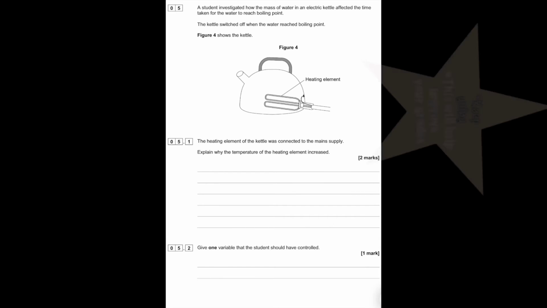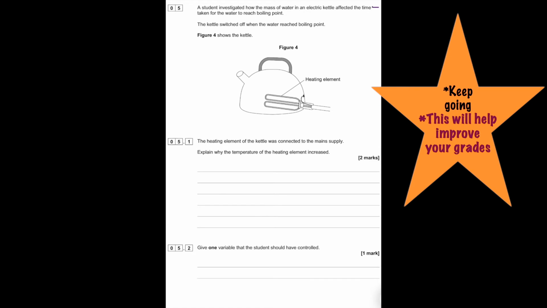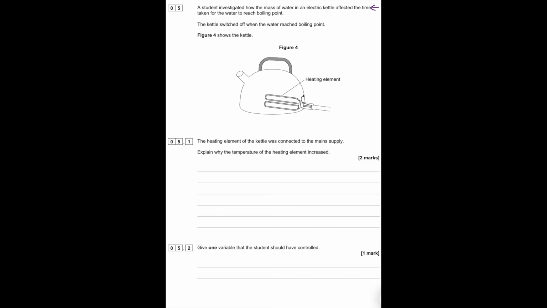A student investigates how the mass of water in an electric kettle affected the time taken for the water to reach boiling point. When the kettle reaches the boiling point, the kettle switches off. The heating element of the kettle is connected to the main supply. Explain why the temperature of the heating element increased. So when connected to the main supply, the electrons in the heating element are going to collide with the particles that are there. This is going to increase the energy of the particles in the heating element.